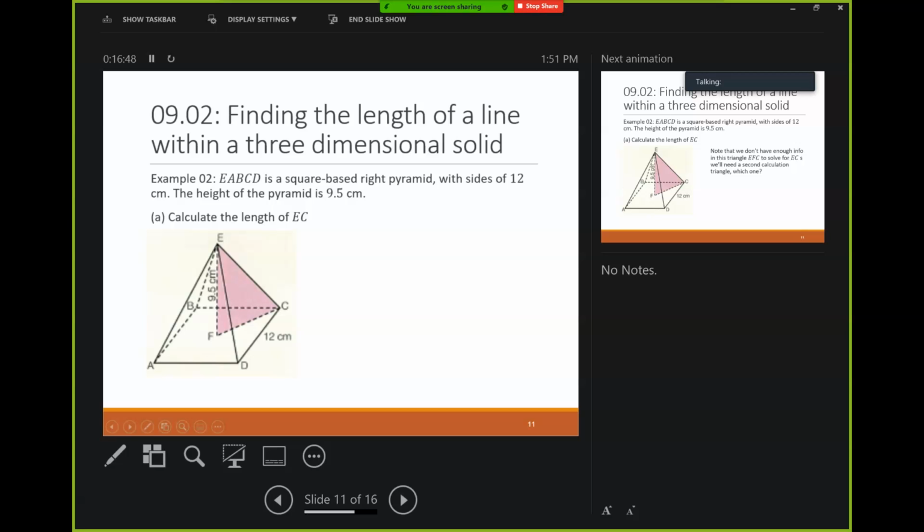Okay. So Josh says if I find AC, I can divide that in 2 to get FC. How do I know that that's actually half of the diagonal there? Because it's a right pyramid.